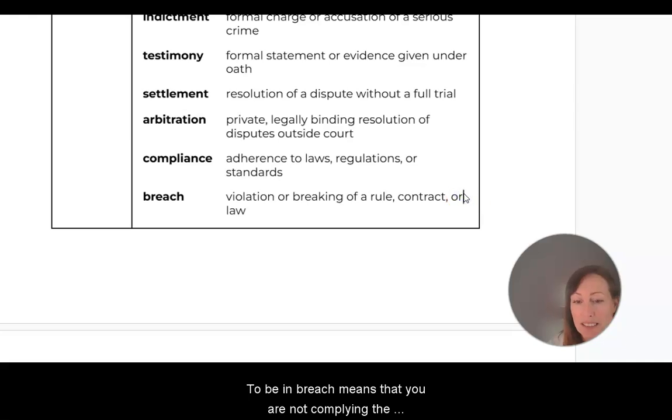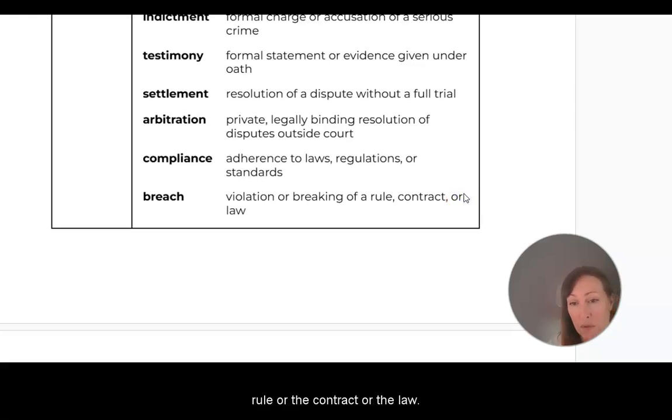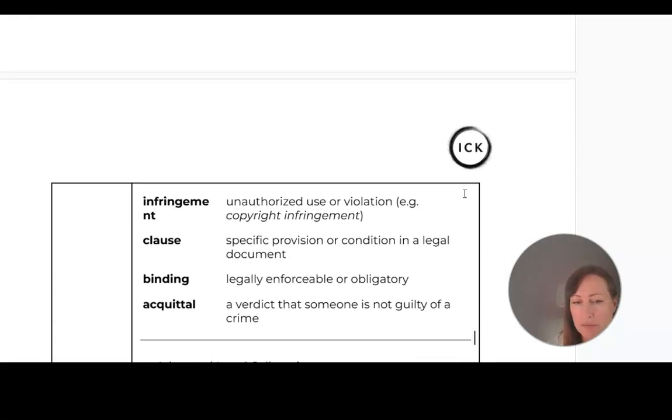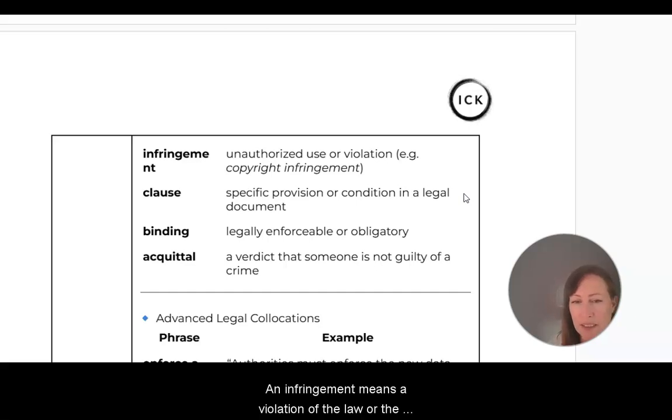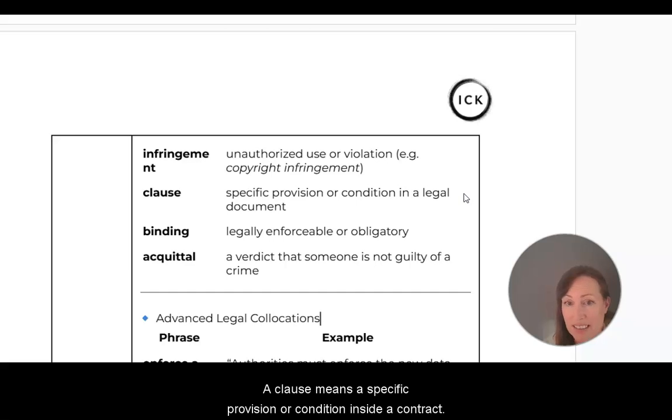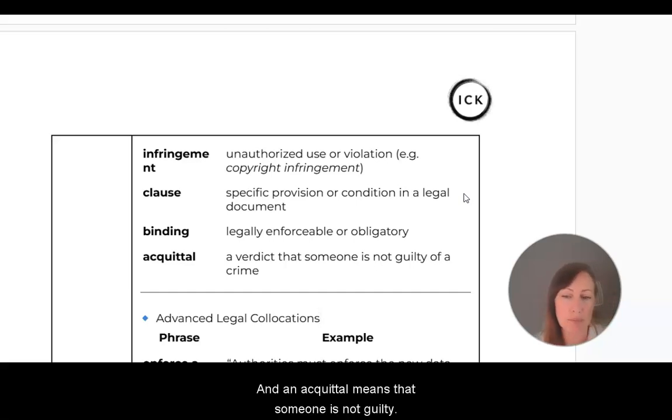To be in breach means that you are not complying with the rule or the contract or the law. You are not in compliance with the law. An infringement means a violation of the law or the standard or the regulation. You're not fully complying with it. A clause means a specific provision or condition inside a contract. If it's binding, legally binding means that you can be legally made to comply, or it's obligatory. And an acquittal means that someone is not guilty.